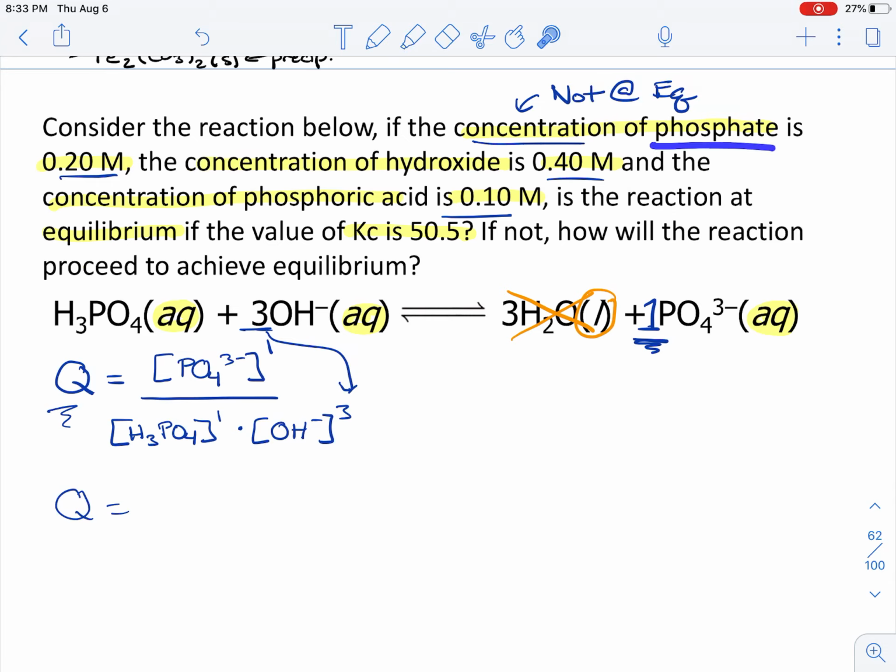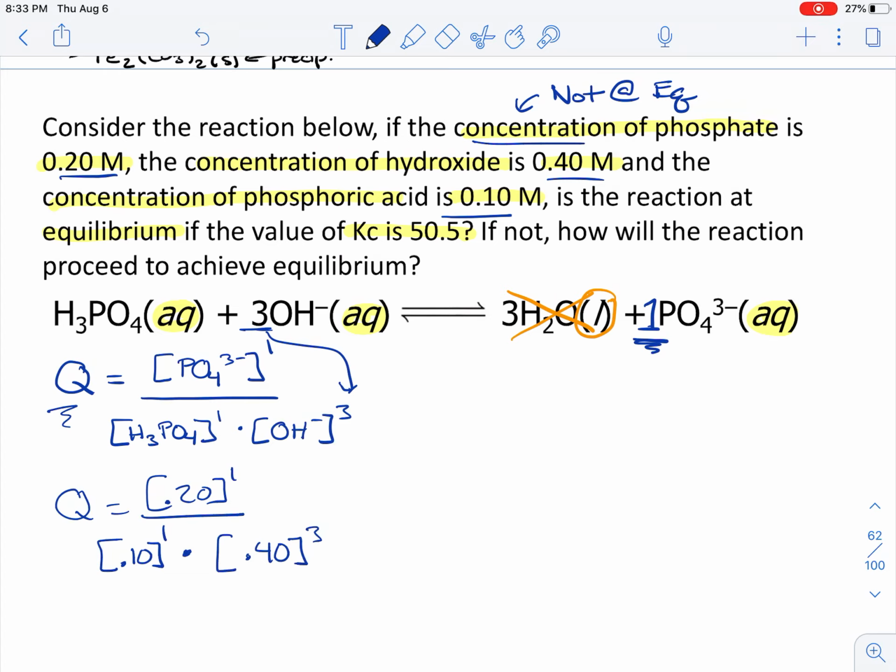Here in this case, phosphate is 0.20 molar, so I'm going to put 0.20 molar here, raised to the first power. Hydroxide is 0.40 molar raised to the third power. And then phosphoric acid is 0.10 molar raised to the first power. From here on out, all we have to do is plug this into our calculator so that we can calculate the value for Q.